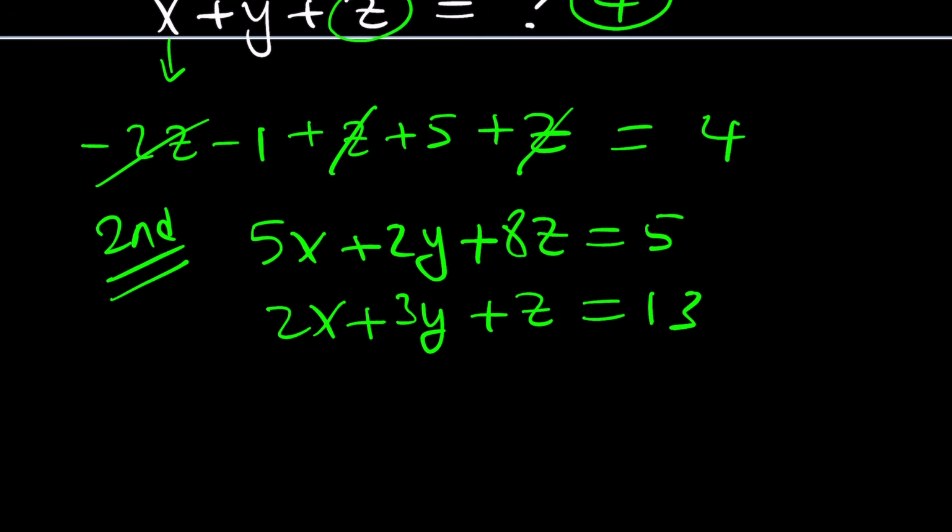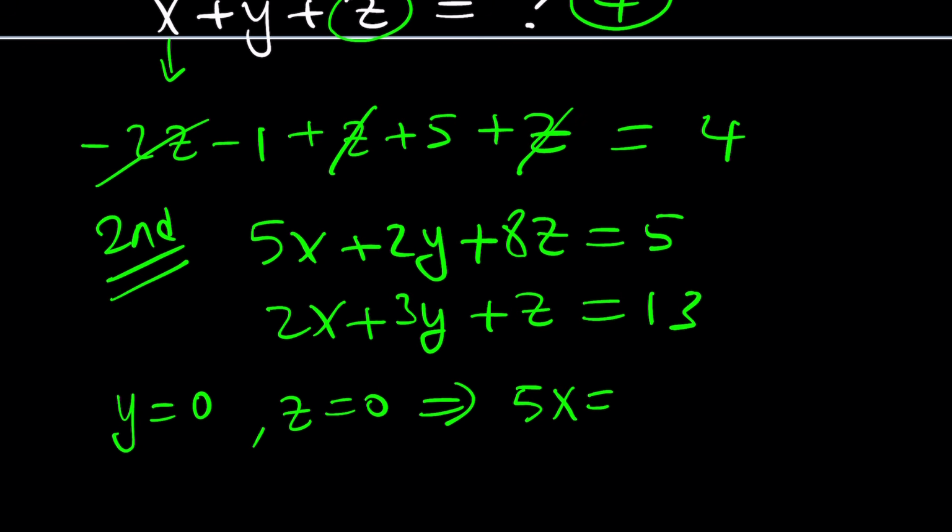Well, can we pick z and y then? I think so. Why not? I don't see a problem with that. Let's go ahead and test it out. What if y is equal to 0 and z is equal to 0? Would that work? Let's test it out. If y and z are both 0, then we're going to get 5x equals 5 and 2x equals 13. Uh-oh, Houston, we have a problem.